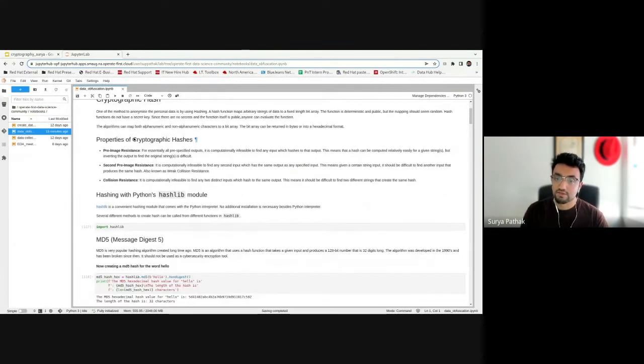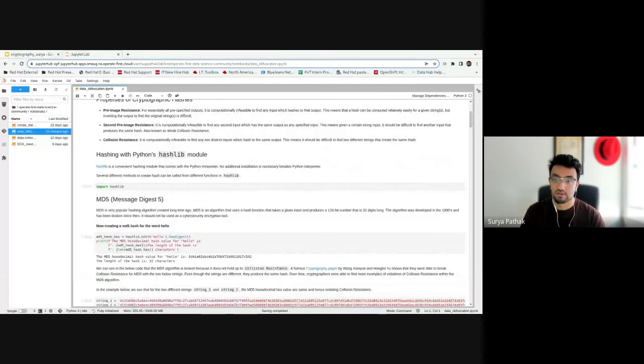So as we know, we have these three different properties of cryptographic hashes. One of the main hashing modules is hashlib. It is a convenient hashing module that comes with the Python interpreter. You just need to import it.